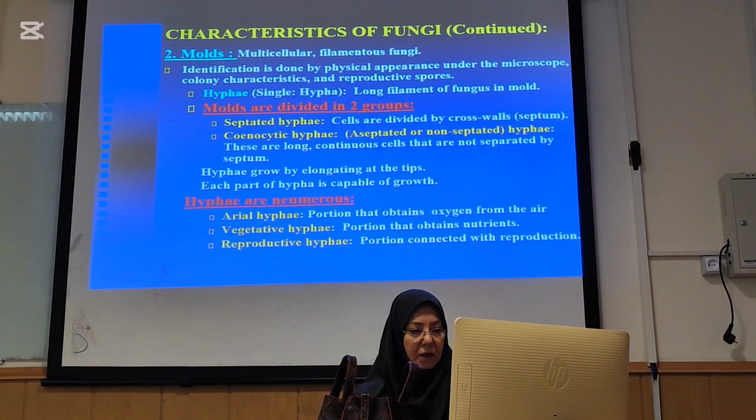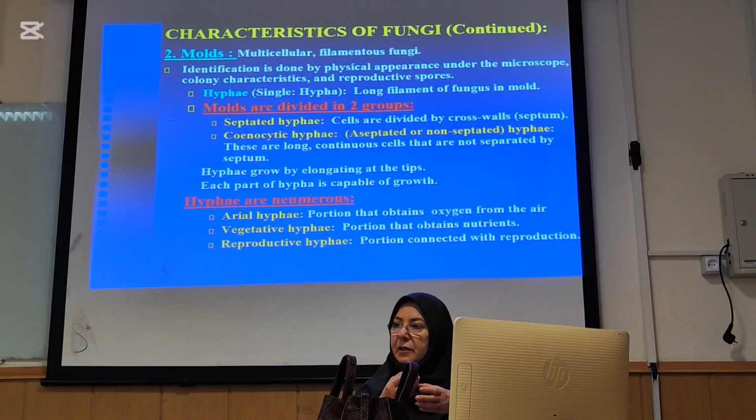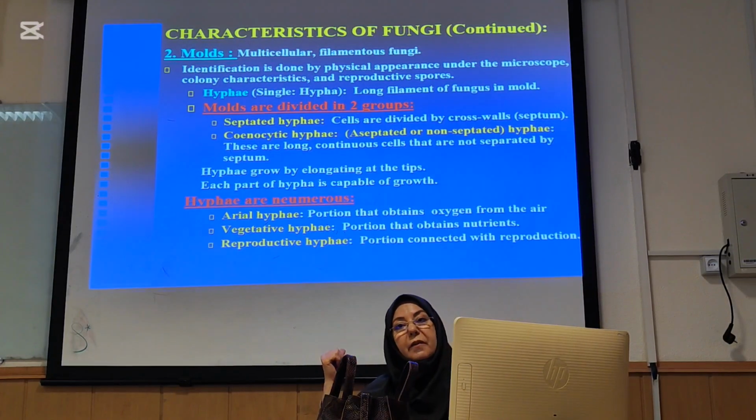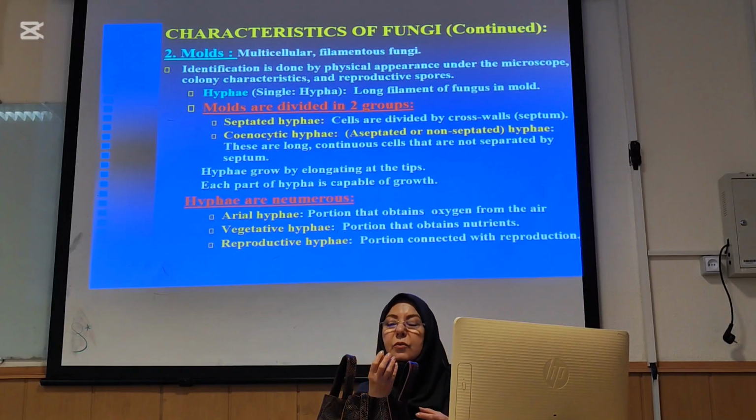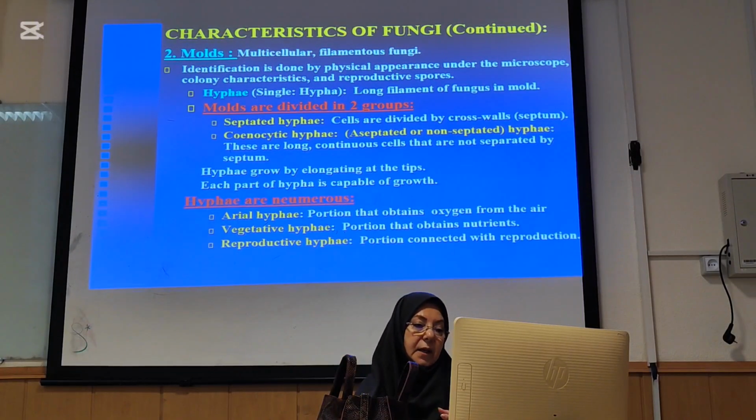The first, aerial hyphae, is the portion that obtains oxygen from the air, not from the culture medium. Some of the filaments grow into the air. So this group of hyphae wants to absorb some oxygen from the air. So we name this group aerial hyphae.